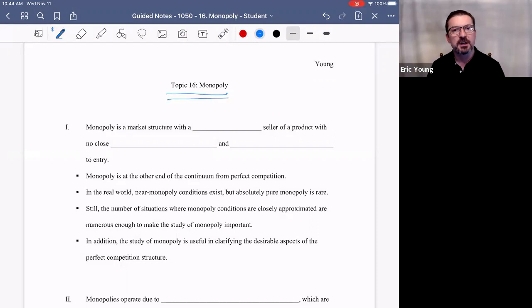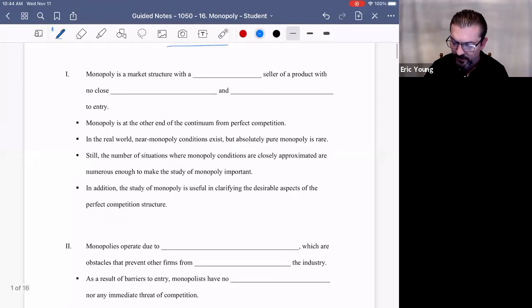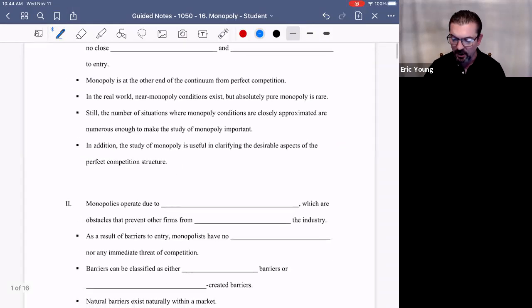We're going to start with some definitions, talk about barriers to entry, which is how monopolies become and stay monopolies, really important. And then from there, we'll go through our traditional analysis, asking questions about how monopolies determine price and quantity to maximize profits. And then we'll cover some of the welfare and the efficiency aspects of monopoly. Okay, so let's jump in with some definitions and an intro.